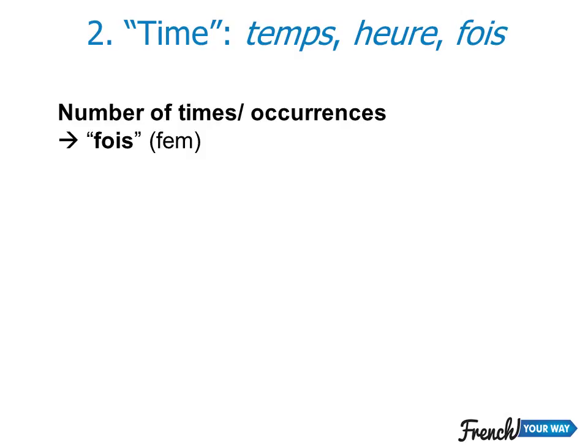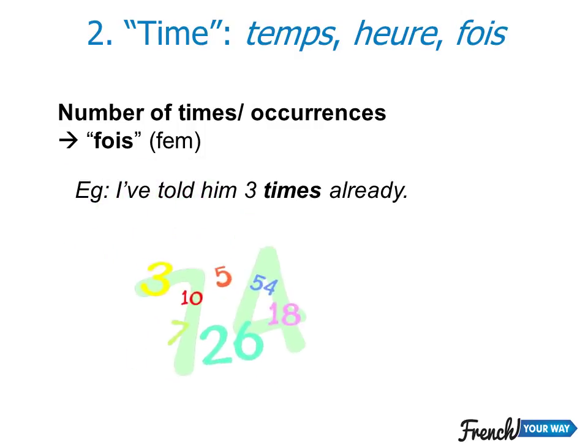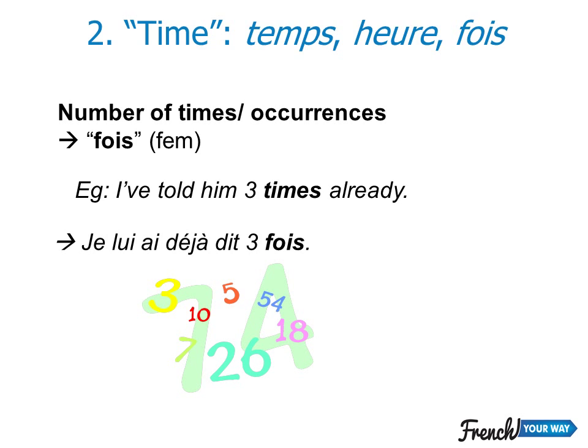Finally, if you're referring to the number of times or occurrences that something happened, the translation will be fois. For example, I've told him 3 times already. 1, 2, 3 times. Je lui ai déjà dit 3 fois.